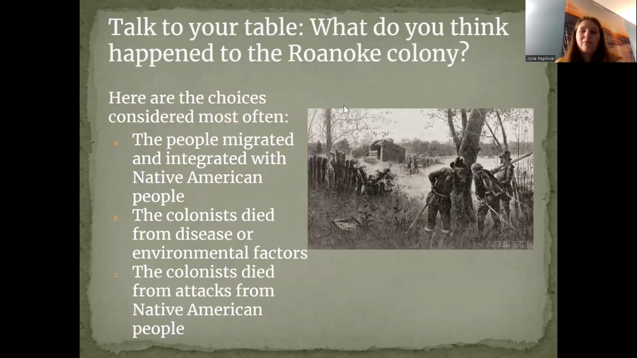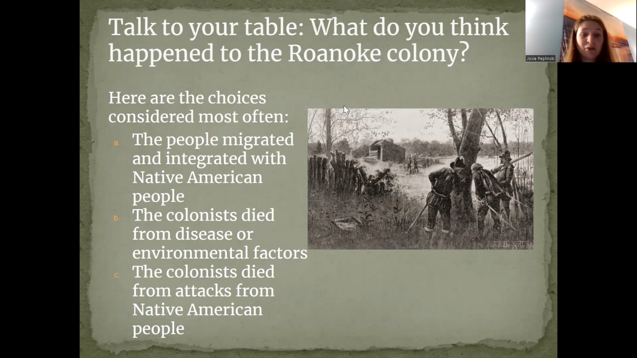So there are a few main theories. One theory is that these settlers migrated and integrated with Native American people who accepted them, and these settlers may have intermarried with Native American people over time. There's evidence towards this with genetic testing, that some of the Native American people who can be traced back to this area also have signs that they could be descendants of the last people of Roanoke.